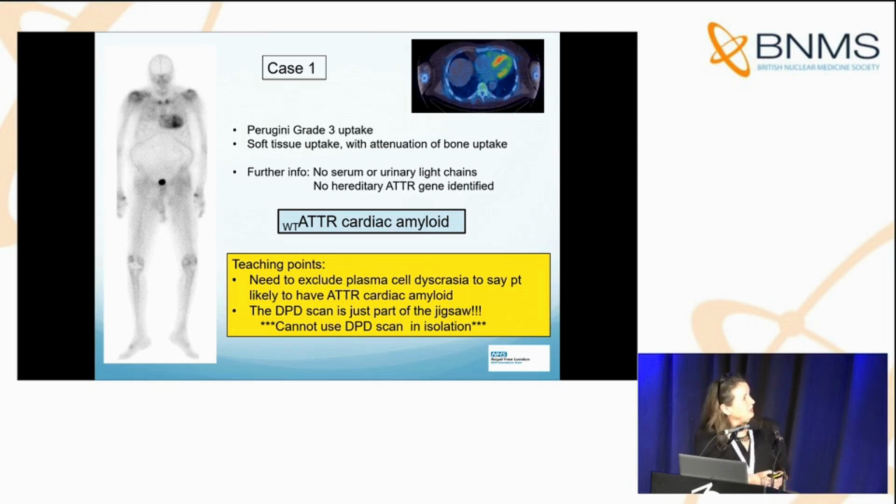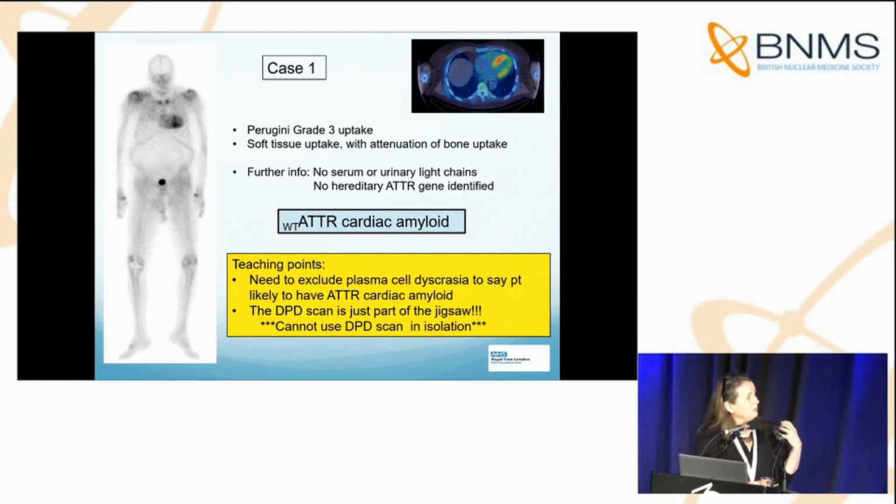Anyway, in this particular case, there were no serum or urinary light chains, so the patient does not have a plasma cell dyscrasia. This patient had genotyping, and no hereditary genotype was found. Okay, so we can say this patient does have, or is likely to have, ATTR cardiac amyloid.